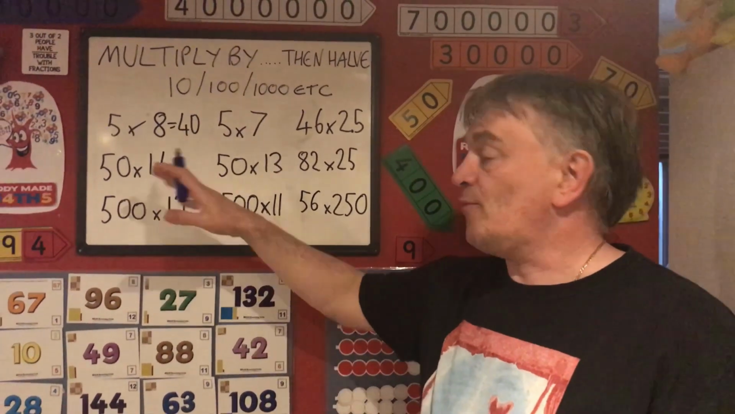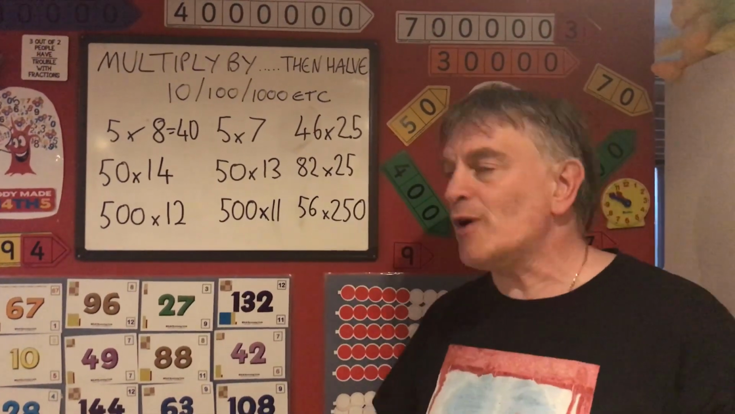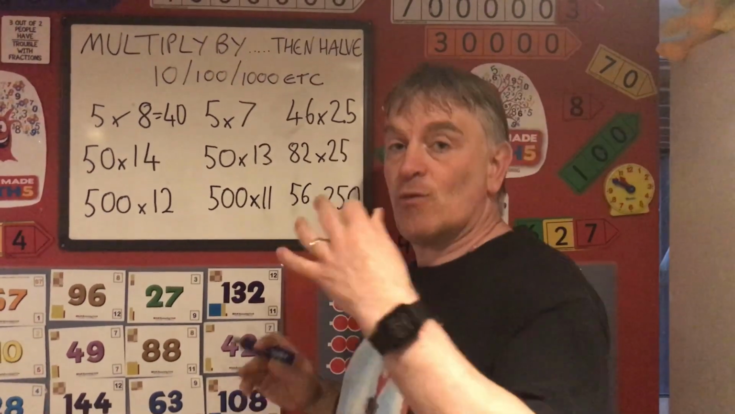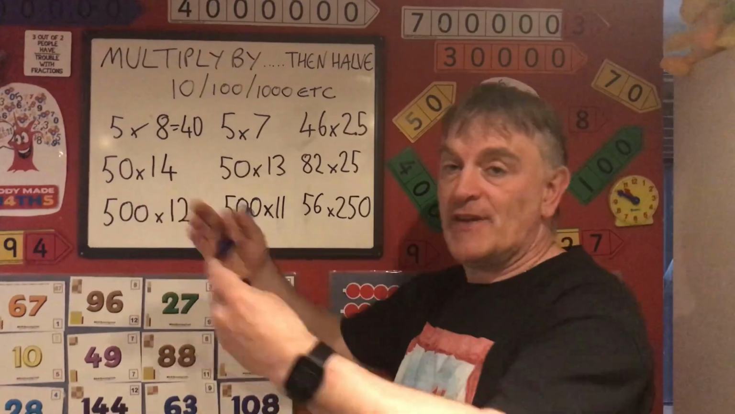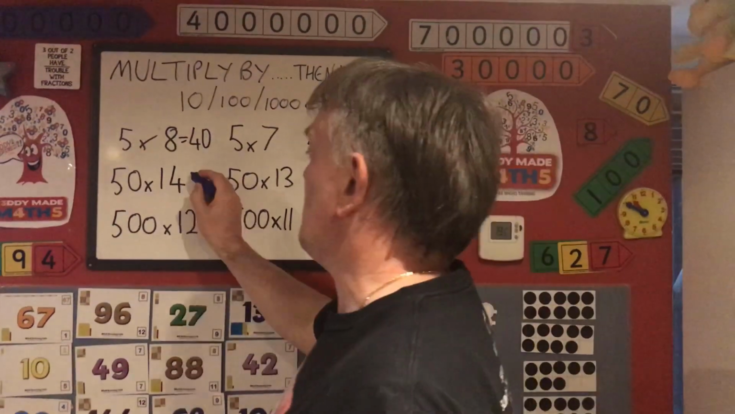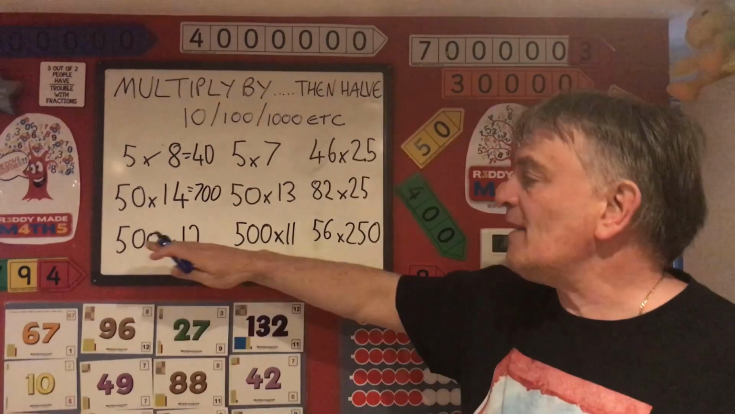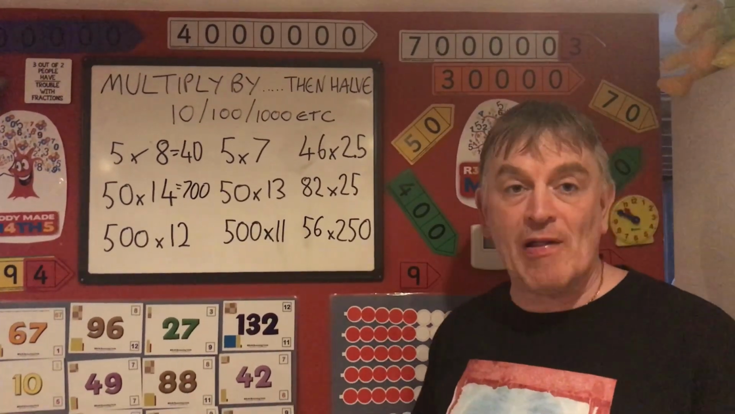So what's 50 multiplied by 14? I'm not sure. What's 100 multiplied by 14? Well, 100 times 14 is 1,400. 50 will be half of that, and that will give us the answer, 700.